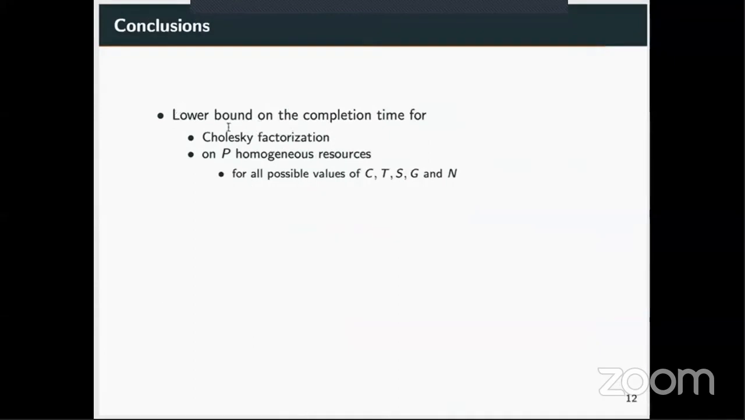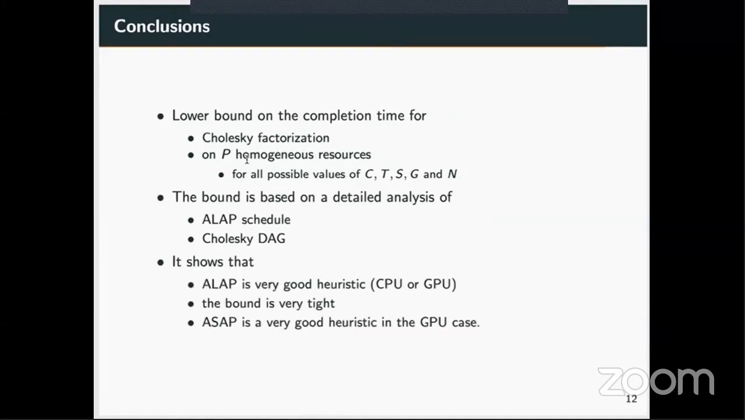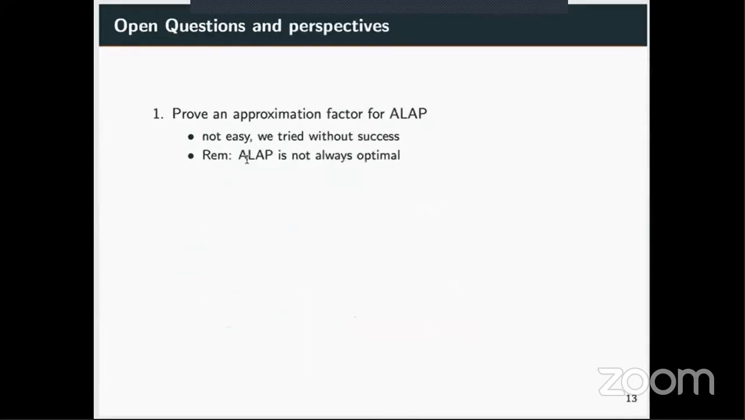So what we have done is that we have proved a lower bound on the completion time for Cholesky factorization on pure homogeneous processors, which is based on a detailed analysis of the ALAP schedule and the Cholesky DAG. And it shows that ALAP is a very good heuristic, that the bound is tight, and ASAP is also a very good heuristic in the GPU case. So this work opens up several perspectives.